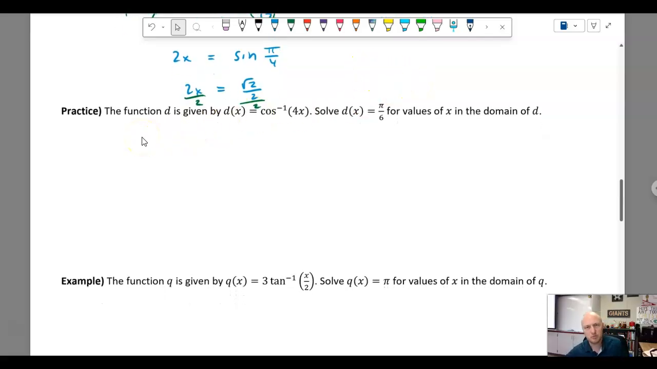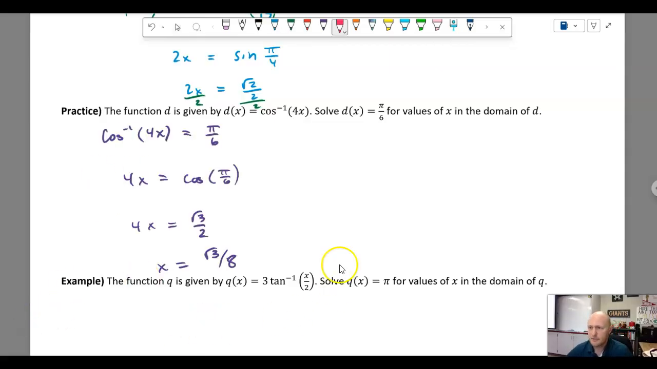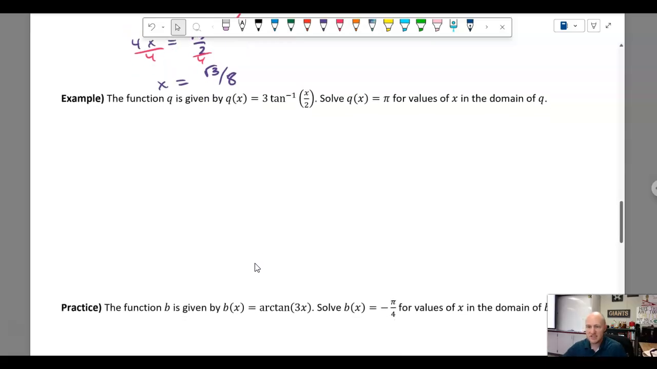Here's another practice problem. Please pause me, try this one, and we'll talk through the solution. Okay, again, this one pretty straightforward. Cosine inverse of 4x. I'm going to undo that cosine inverse by taking cosine of each side. There's nothing to undo on the outside, so I have cosine of pi sixths. This value is the square root of 3 over 2. And then we divide by 4 on both sides. And that's how we get our final answer here. X equals square root of 3 divided by 8. Pretty straightforward.